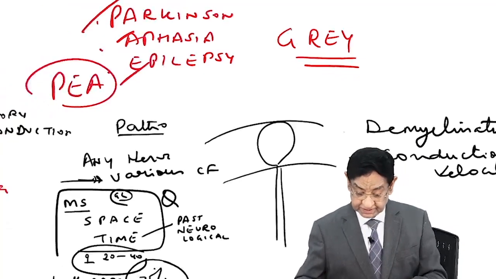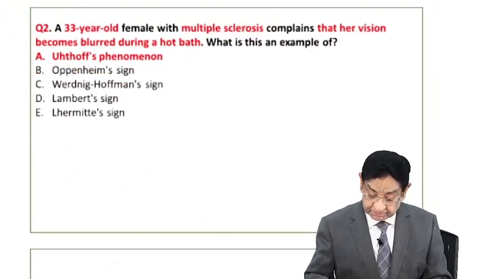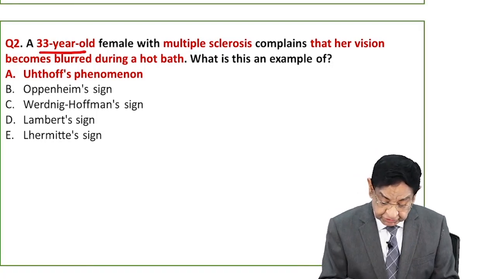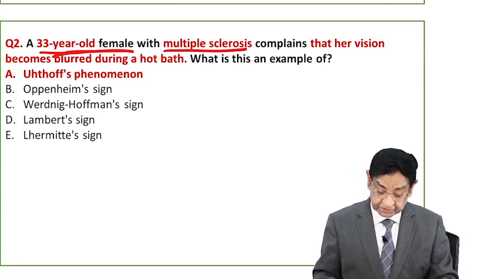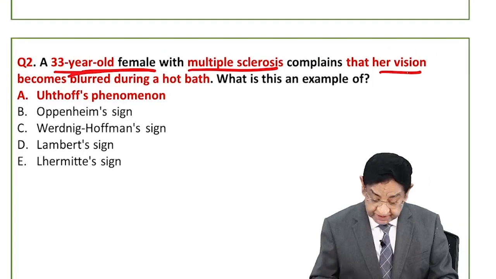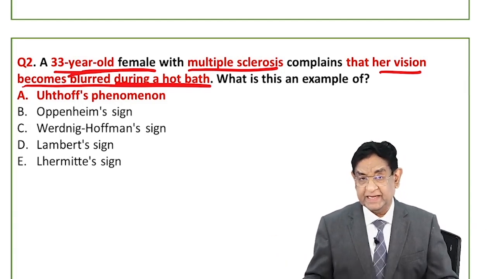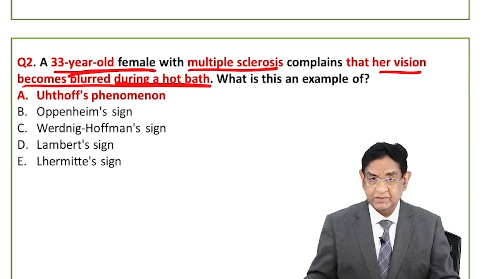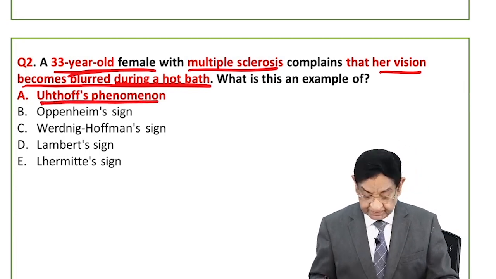Understood? So with this background of learning a lot of things, my further discussion will be much easier because a good amount I have discussed. So now let's come to question number 2. We have a 33-year-old female, a case of multiple sclerosis, and her vision becomes blurred during a hot bath. Now your basic concepts are very clear. What is it talking about? The symptom increases after a hot bath, right? So that is Uhthoff phenomenon. This point I discussed previously.